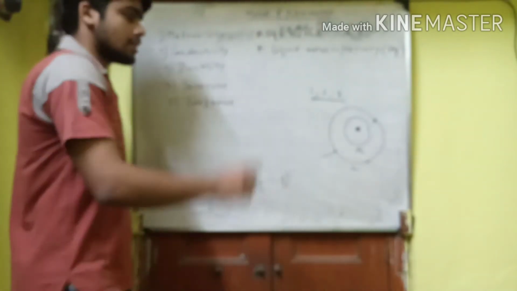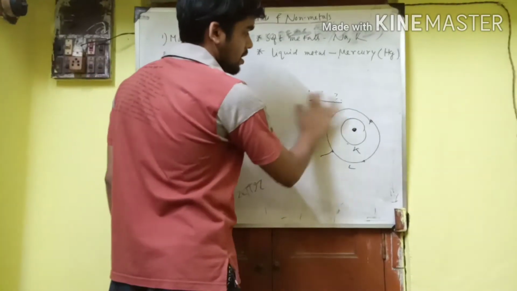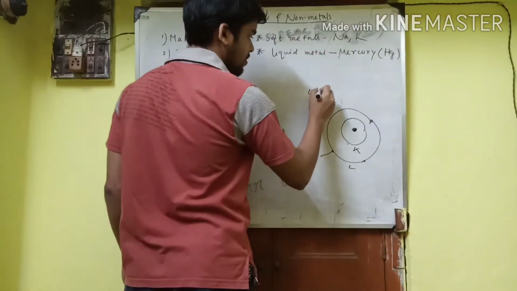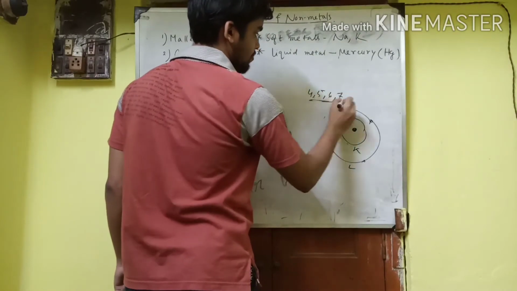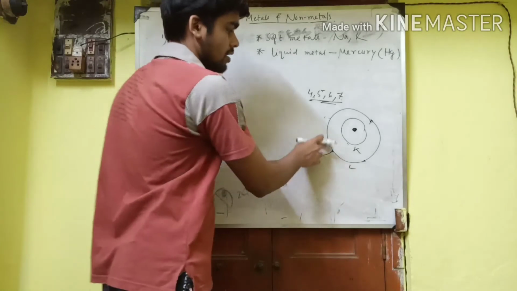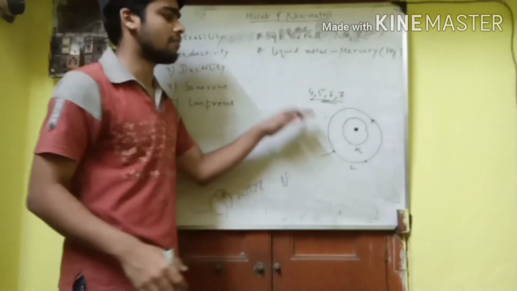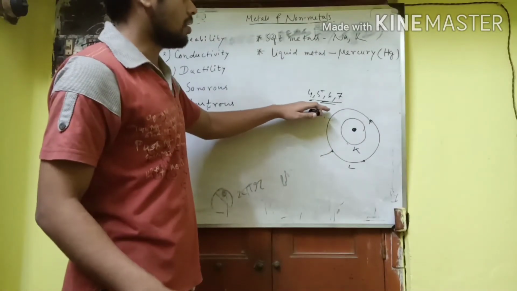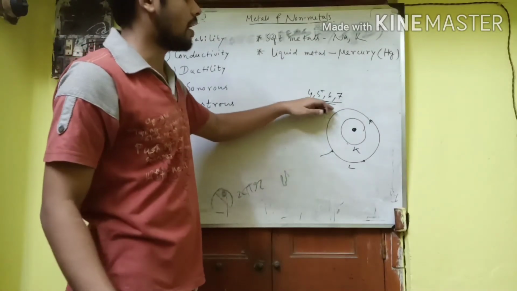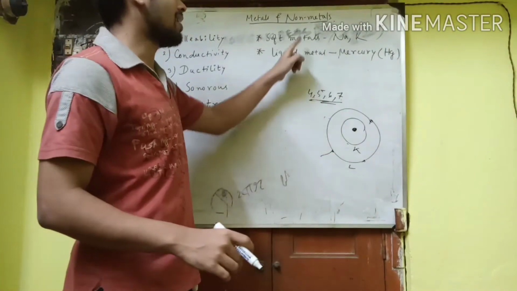Similarly, if the number of valence electrons of an atom is 4, 5, 6 or 7, the element is called a non-metal. The number of electrons on the outermost orbit of an atom being 4, 5, 6 or 7, that element is known as a non-metal.